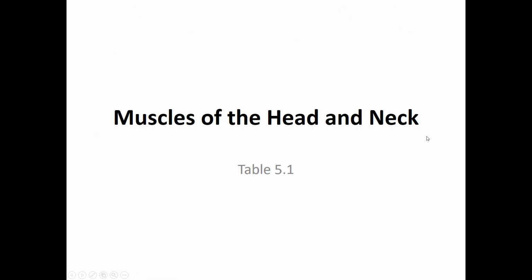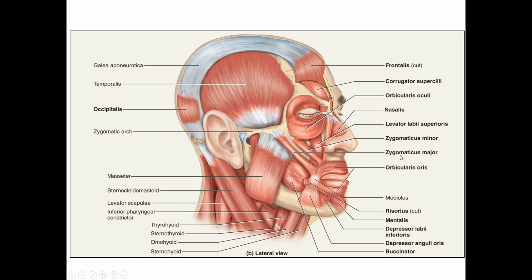Table 5.1 covers muscles of the head and the neck, and as you read through the list, you'll see that many of them are on the face and are associated with facial expressions, as well as opening and closing the eyes, opening and closing the mouth, and then mastication or chewing.